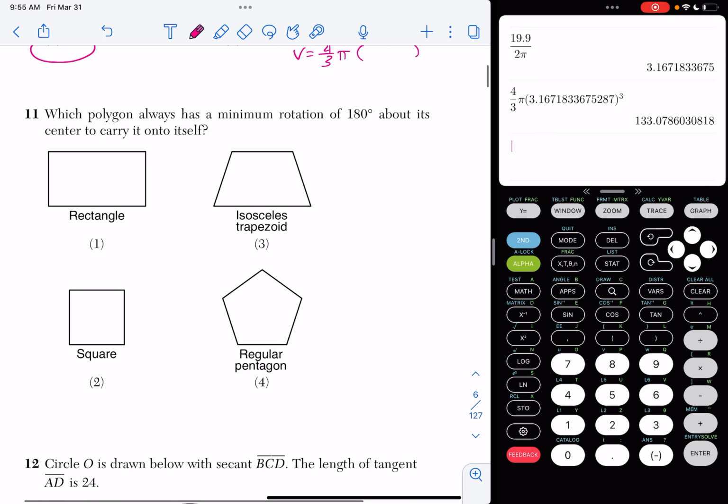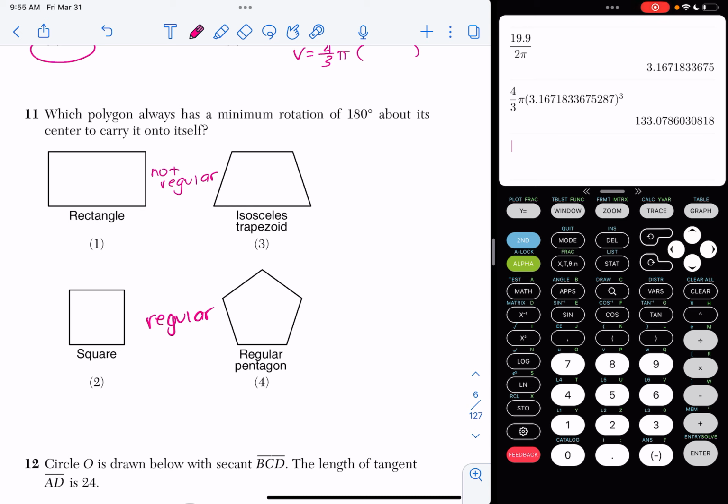All right, number 11, which polygon always has a minimum rotation of 180 degrees about its center to carry it onto itself? One thing I notice in this question is that choices 2 and 4 are regular polygons. So I'll jot that down in here. 1 and 3 are not regular, or irregular, whatever you want to call them. A regular polygon is a shape where all of the sides and angles are equal to one another.